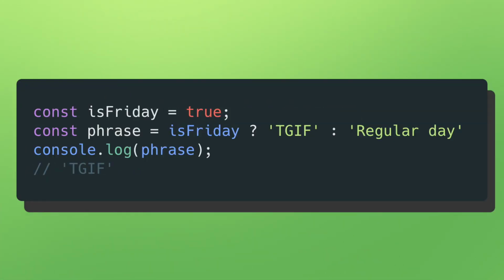So now let's take a look at how we can use ternary operators instead. So again, I have my constant variable isFriday set to true, and then in this case, I have phrase equal to our ternary operator. So our conditional argument is isFriday. We're checking to see if it's either true or false. If it's true, then we want to assign the value TGIF to phrase. If it's false, then we're going to assign the value regular day to phrase. So because our conditional argument is truthy, phrase will be assigned the value TGIF.